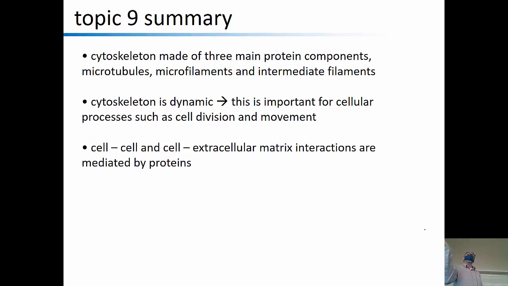Okay, that's it. The cytoskeleton, done. Any questions?